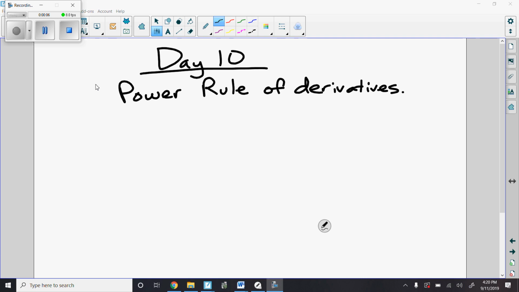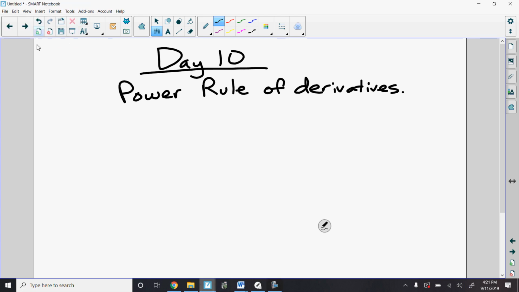Nice job today in class, really battling with and dealing with limit definitions of a derivative. They are algebraically tough, but the good news is there's a nice rule for performing derivatives to make them a lot easier. So let's take a look at that. It's called the power rule of derivatives.